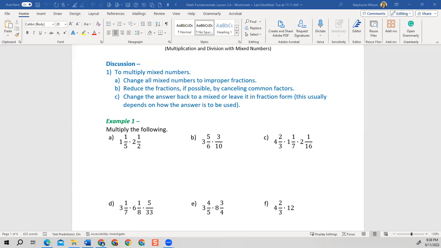Multiplication and division with mixed numbers. So if you want to take a minute and pause it and read over the blueprint here, this is the instructions and some helpful information. Now that we're done, let's move on.